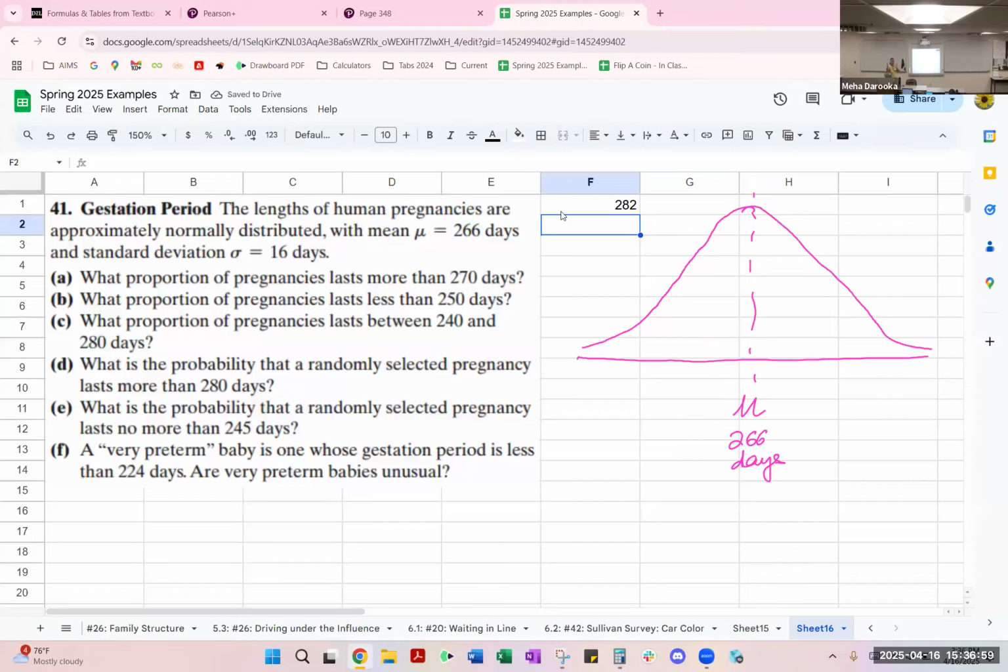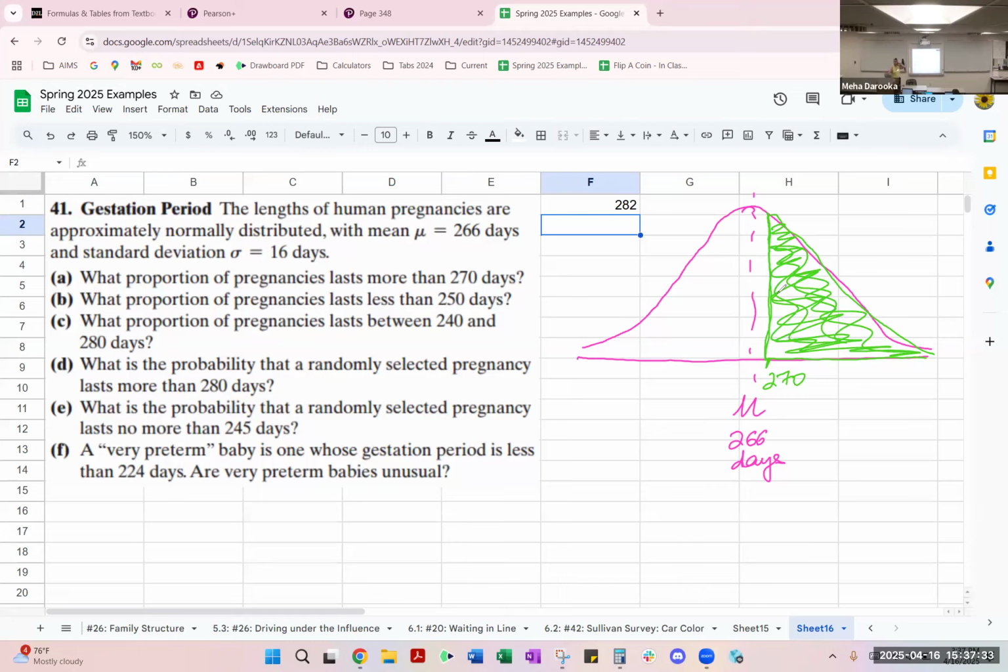So we're not quite that far away from the mean when we're talking about 270 days. So I'm actually going to mark it pretty close to that 266. Of course, I'm not on scale, so this is a very rough sketch. This will be our 270 marker. And they're asking, what's the proportion of pregnancies that last more than 270? If we're talking more than, then we're going all the way to the tail end of our normal distribution curve over here, and this is the percentage that we're trying to find.